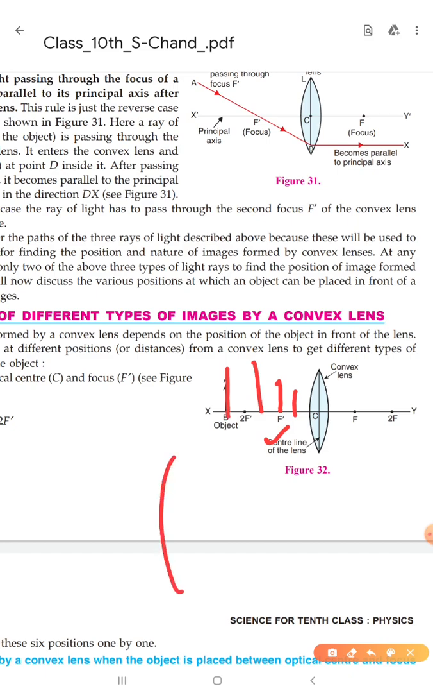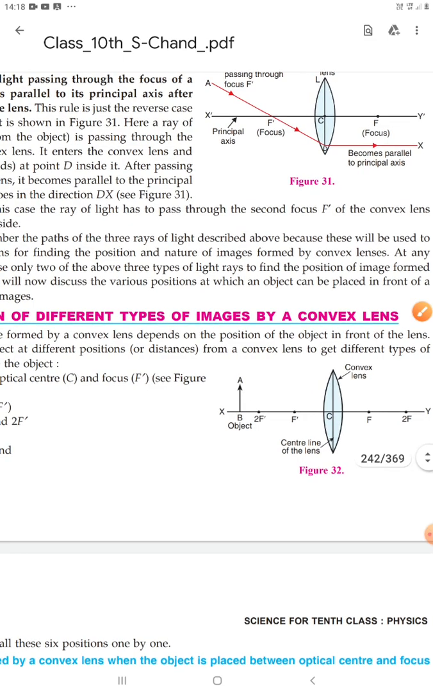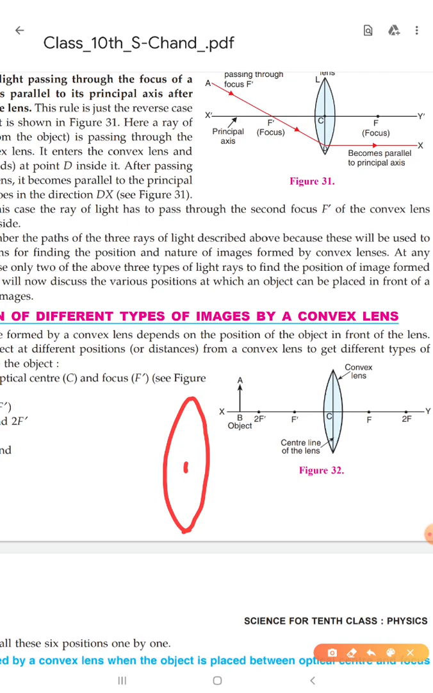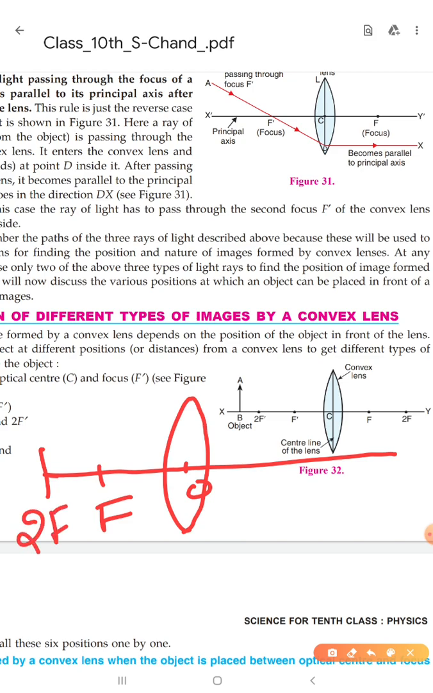We will do one thing here. Suppose this is your lens. We know this middle point is the optical center and this is the principal axis, and this is the focus. In a mirror we write C, the center of curvature, but we do not write the center of curvature here. It is just twice the focal length. Then we write this point as 2f.